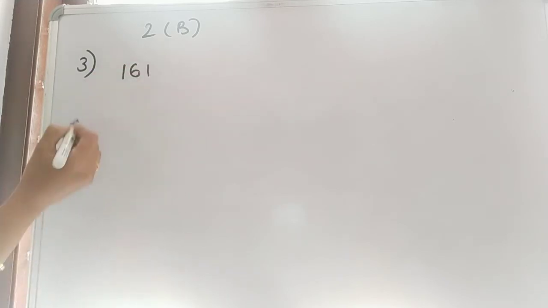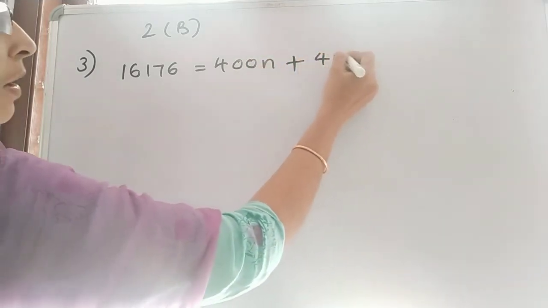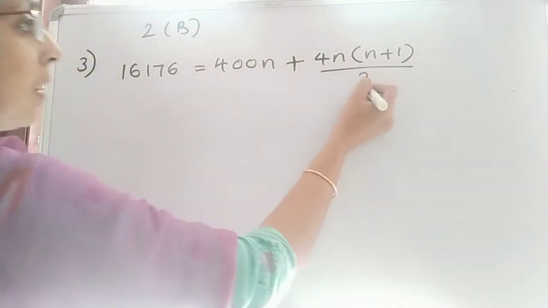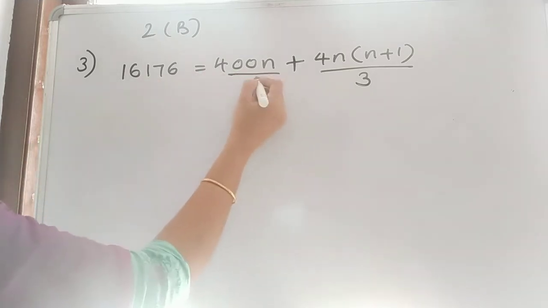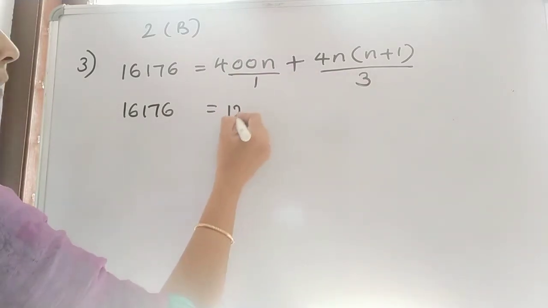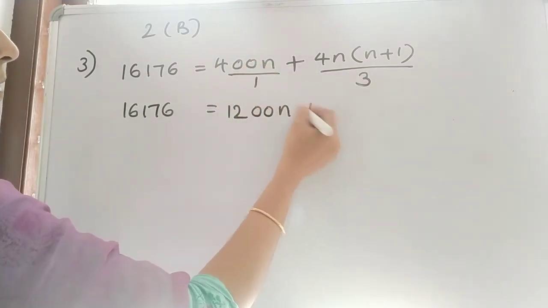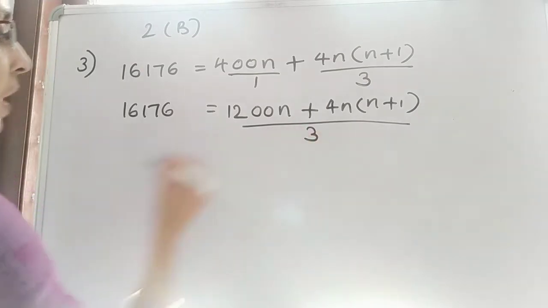So we can write it as 16176 is equal to 400N plus 4N into N plus 1 divided by 3. Up to this clear, I think so. Then 400N can be written as 400N by 1, so we can take the LCM. LCM using Vedic Maths: 4 into 3, 12, so 1200N plus 4N into N plus 1 divided by 1 into 3, which is 3.